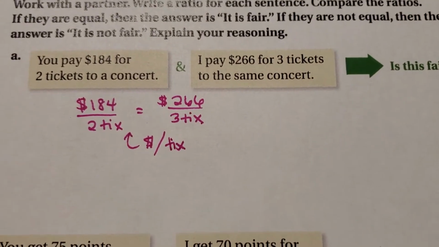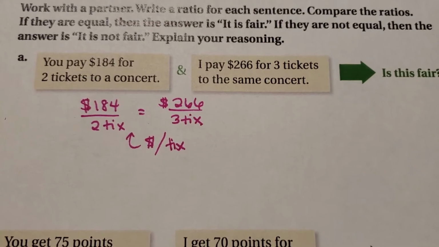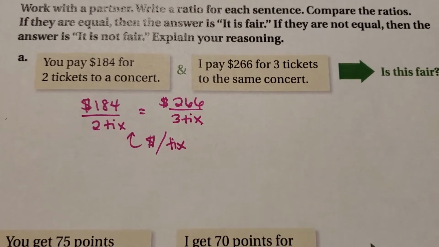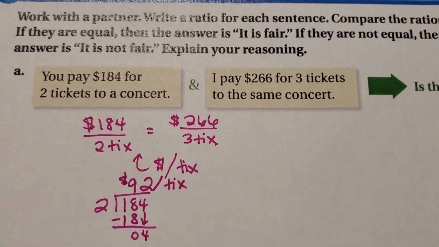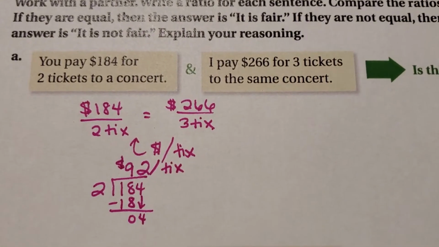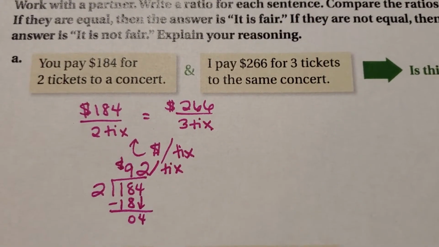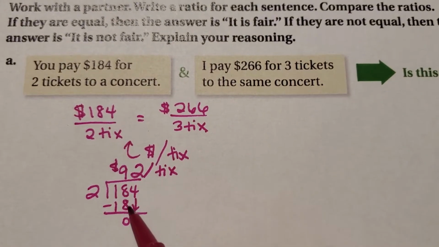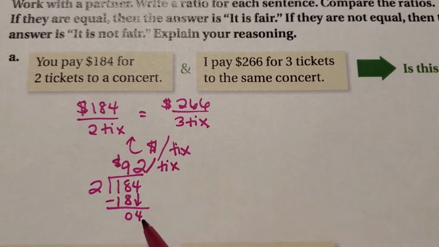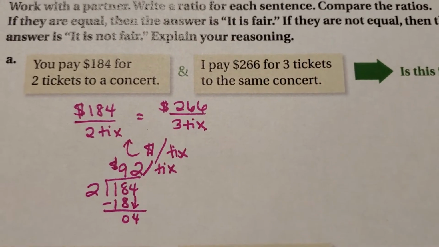So again, I'm going to ask the sub to pause the video. You need to find the unit rate. You have 2 minutes to do so. Find the unit rate. Okay, you should have found the unit rate to be $92 per ticket. Okay, so again, 2 goes into 18, 9 times. 0, bring down the 4, 2 times 2 is 4, $92 per ticket.